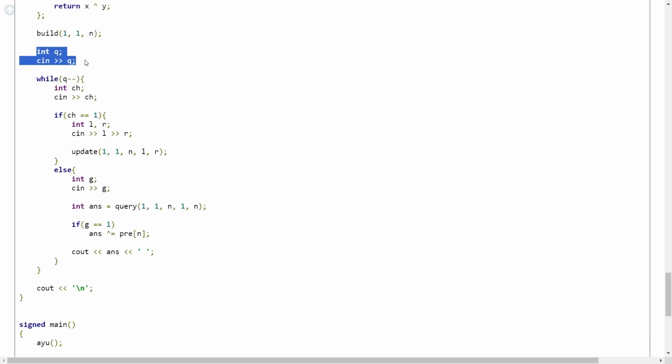Now, if you see, I take the queries as input and I am taking the operation as input. If operation is equal to 1, I have to update this particular range L to R, and I'm just calling my update function. Otherwise, I'm calling my query function, and if g is equal to 1, I'm going to take the XOR of this particular answer value with prefix of n. Since I have to display the XOR of the whole array, that is why I'm taking the prefix of n here, and at the end I can just print my answer value.